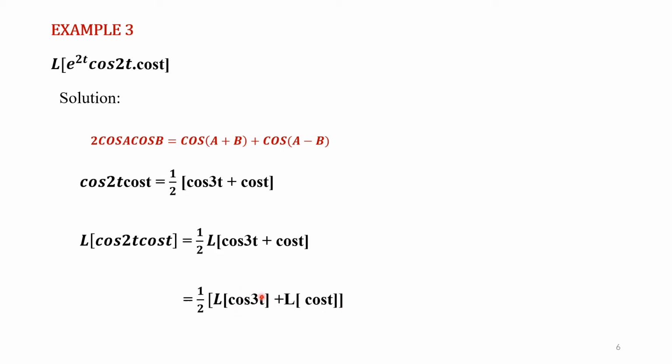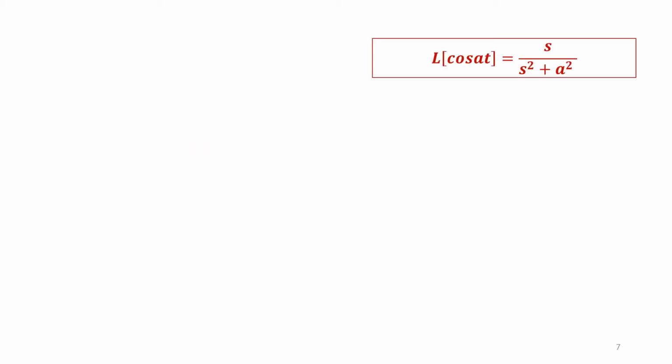So using the formula for L of cos at in both the terms. We know that L of cos at is s upon s square plus a square. So cos 3t will become s upon s square plus 3 square, and cos t will become s upon s square plus 1 square, that is 1. So L of cos 3t we have to write and L of cos t.